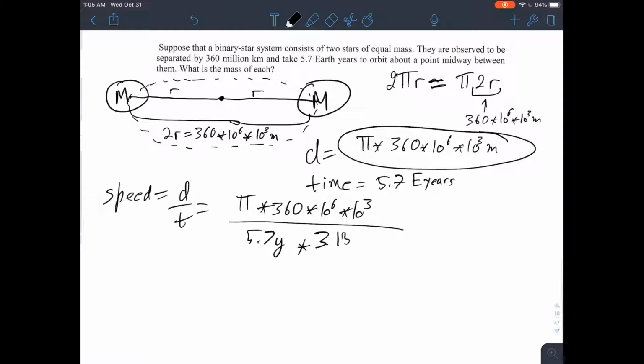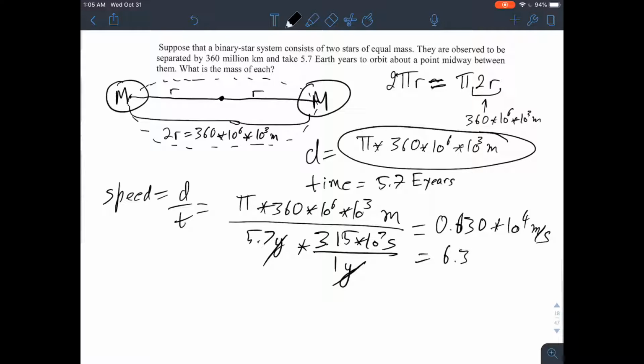So that's 3.15 times 10 to the 7 seconds present in 1 Earth year. So that should cancel out, and now you'll get seconds, right? So then you'll end up with meters per second. I know I said I wouldn't put units here, but I ended up doing it anyway. And if you do the math on that, you end up with 6.30 times 10 to the 3 meters per second.